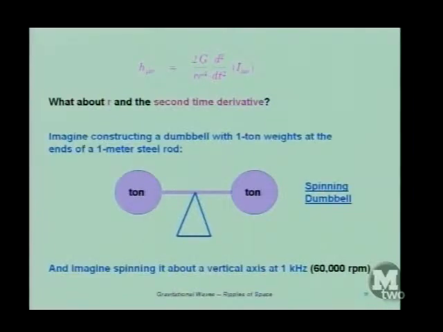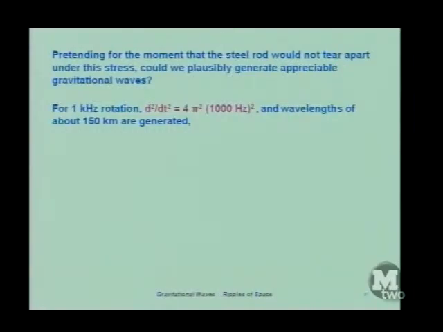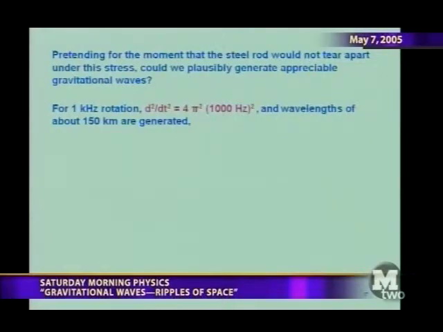Well, let's plug in the numbers. If you pretend, first of all, that the steel rod is not going to tear apart, which it would, let's pretend that it doesn't, could we plausibly generate gravitational waves? Well, for a 1 kilohertz rotation, that time derivative I just showed you is equivalent to 4 pi squared times 1,000 hertz squared. And the wavelength of the radiation that would be generated would be about 150 kilometers.